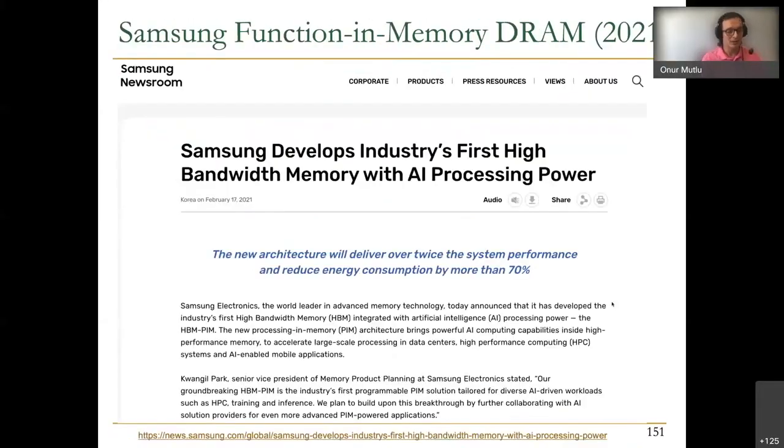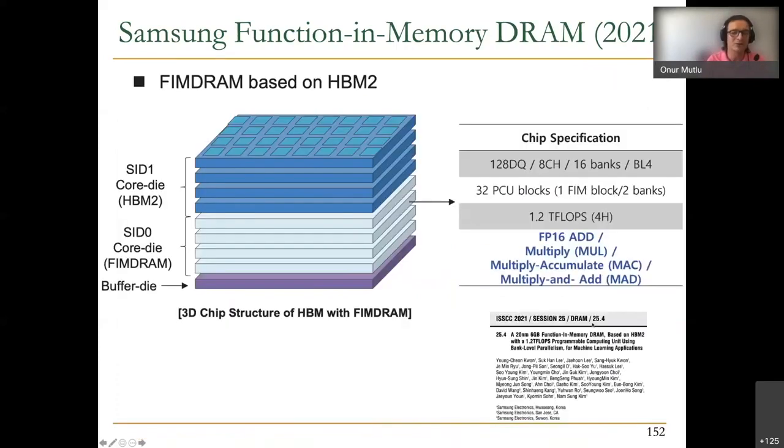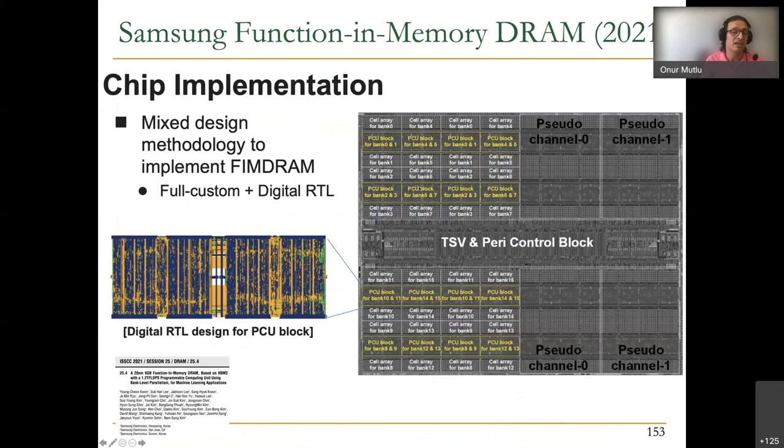And more recently, Samsung announced that they are finally developing processing-in-memory systems. As you can see, this is as late as February 2021. They call what they're doing function-in-memory, which is essentially a near-memory processing engine, customized for what they call AI, but what I would call matrix multiplication. Basically, near each bank, they have computation units that can do efficient matrix multiplication.